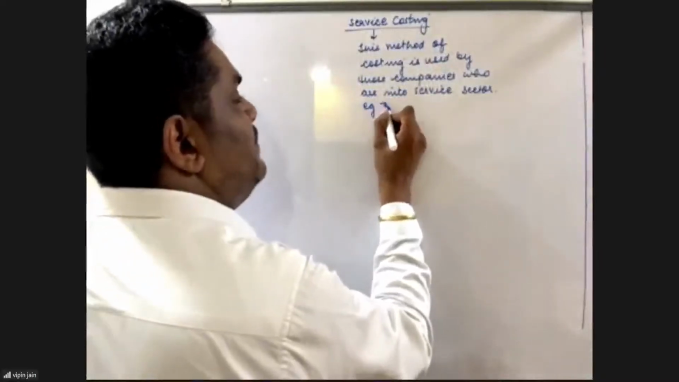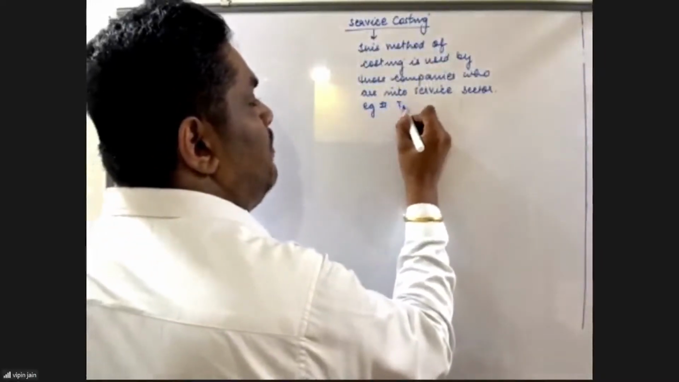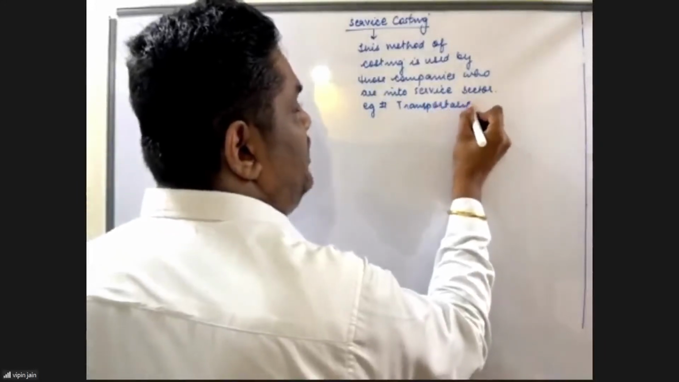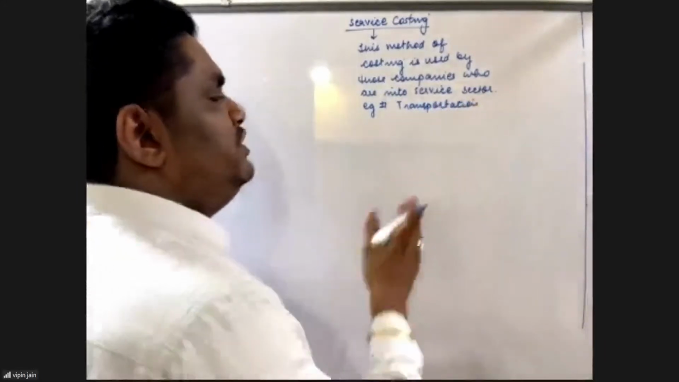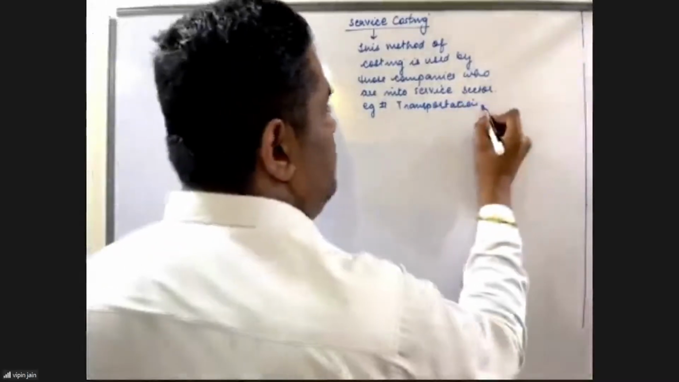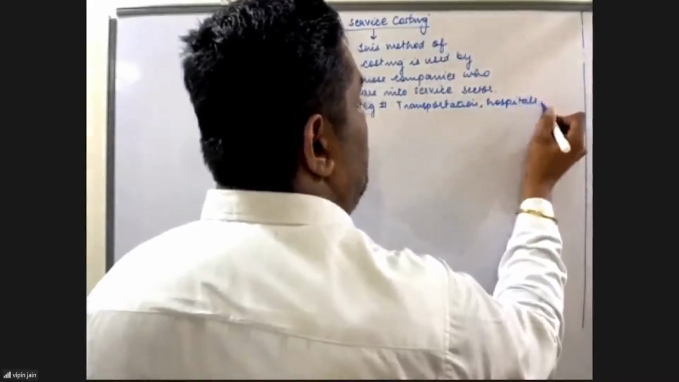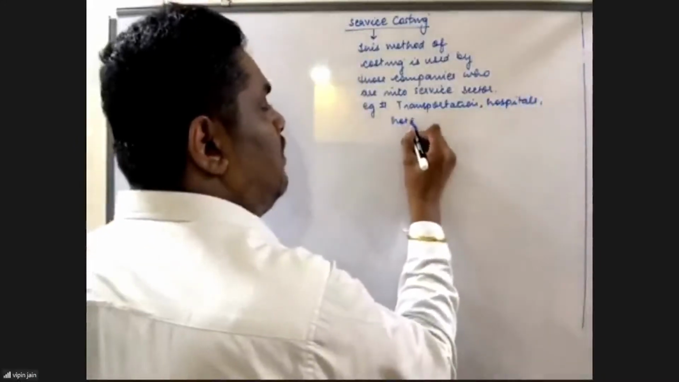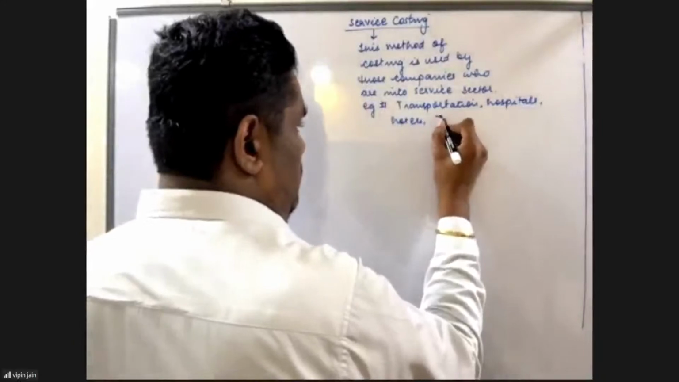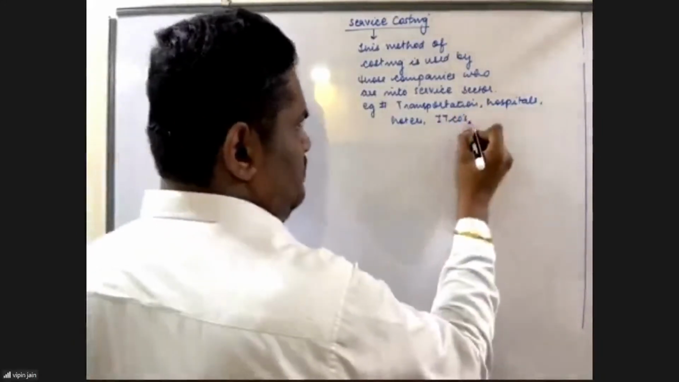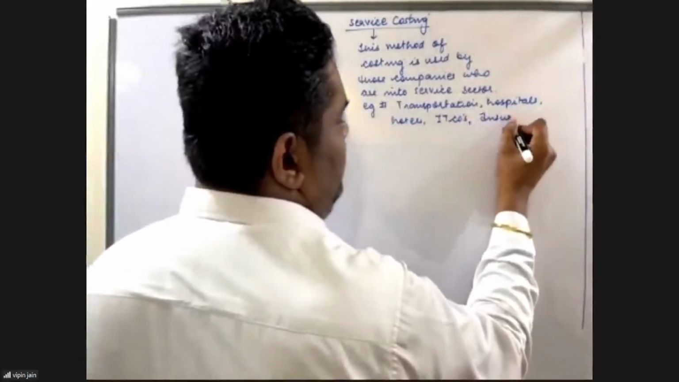So we can say the examples are transportation industry. It can be either goods transportation or passenger transportation. Hospitals, hotels, IT companies, insurance companies.